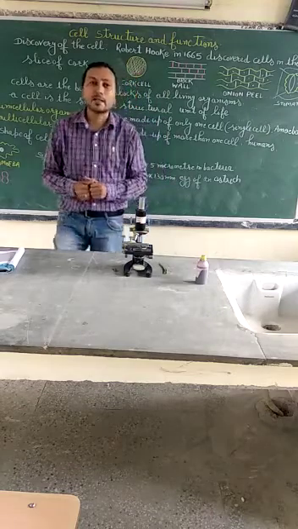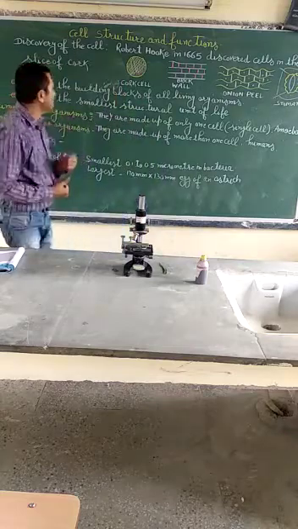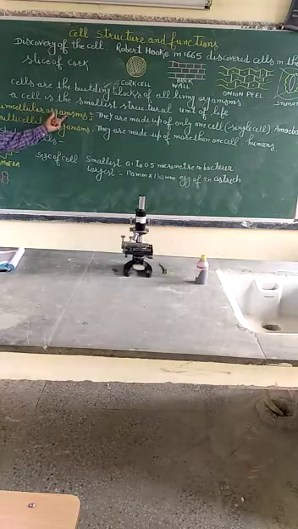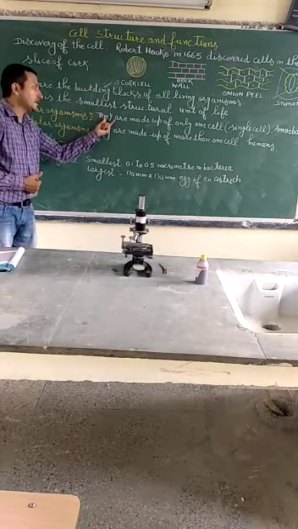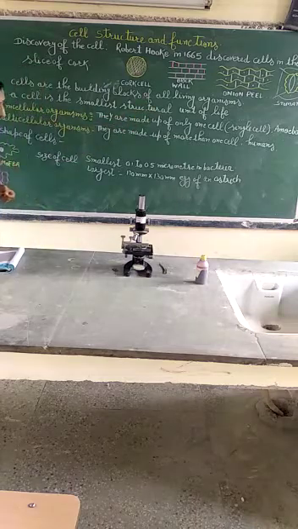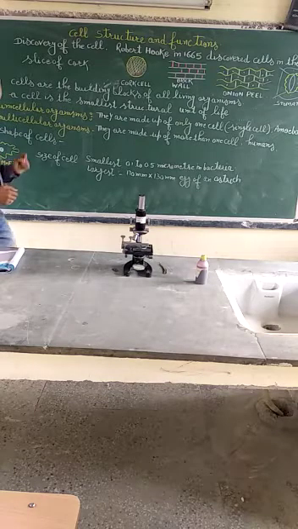Then there are some organisms which are made up of only one cell. We call them unicellular organisms. Unicellular organisms are those organisms made up of only one cell, like amoeba. You can see in the picture, this is an amoeba, which is a single cell. In the same way, amoeba, paramecium and euglena are made up of a single cell.